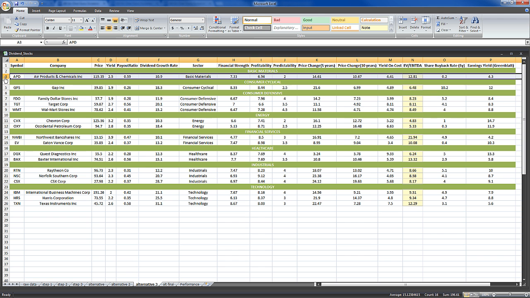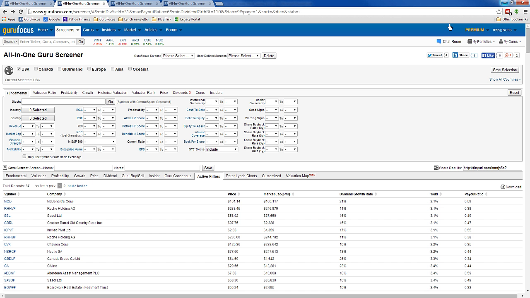I took out Air Products and Chemicals just because it's the only one of the basic materials group, but its metrics were just awful. Really low predictability. The EV over EBITDA was extremely high. The buyback rate was almost non-existent. The earnings yield was the lowest of the group, so I cut that one out. So just use a little bit of your own personal preference and common sense, and put together a list that makes sense to you.